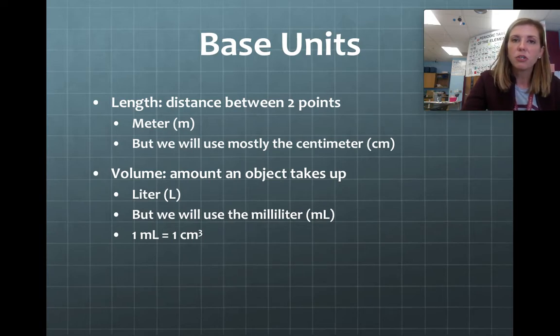A good conversion to remember is that 1 milliliter equals 1 cubic centimeter. So if I had a cube that was 1 centimeter by 1 centimeter by 1 centimeter, length times width times height, that's 1 cubic centimeter. If you were to fill that with liquid, it would have 1 milliliter. So this is a way to convert between solids and liquids that are the same volume. 1 milliliter equals 1 cubic centimeter.